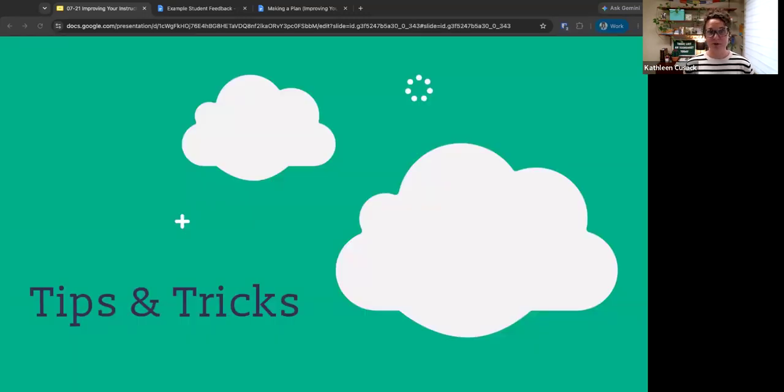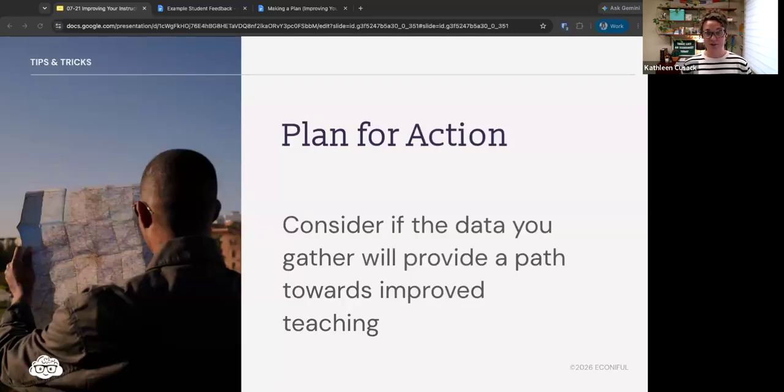All right, so what should you keep in mind as you try this yourself? First, before you collect any data, think about whether or not what you're collecting is going to help you know what changes you can make to improve your instruction and then better support your students.